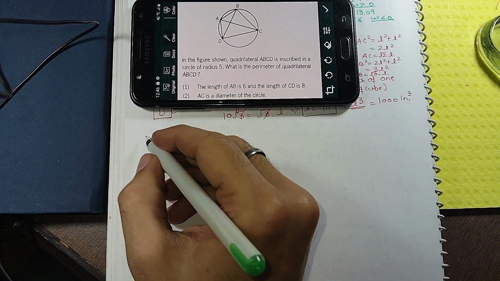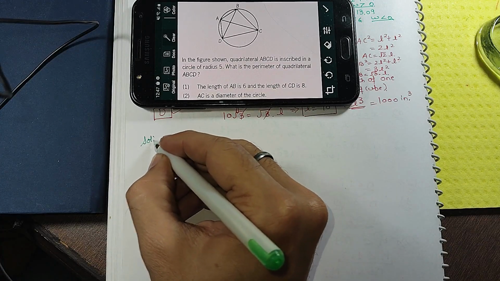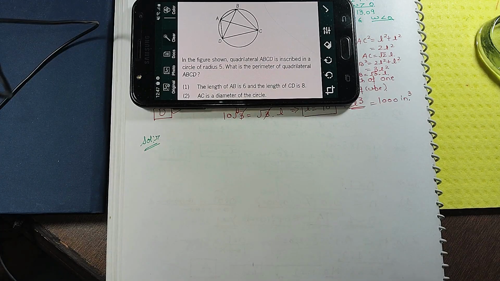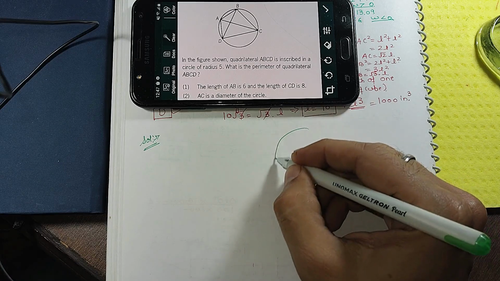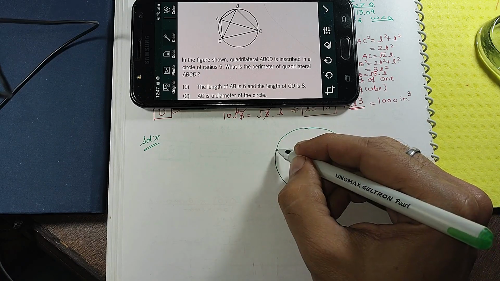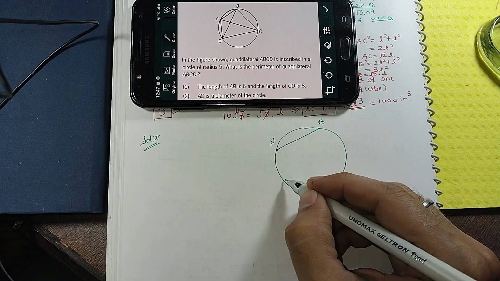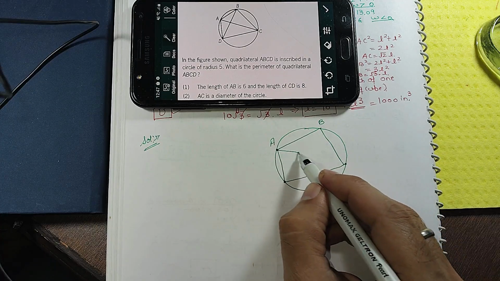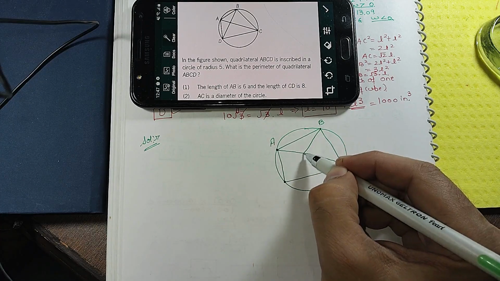In the figure shown, quadrilateral ABCD is inscribed in a circle of radius 5. What is the perimeter of quadrilateral ABCD? So we need to draw a circle first, and here A, B, C and D. Right, so one more. They have drawn the diagonals also, AC and BD.